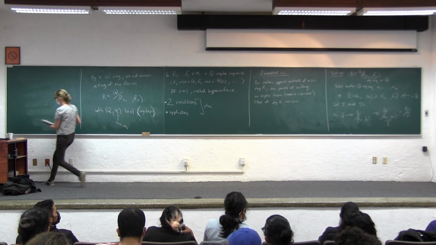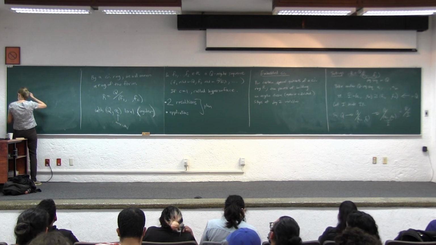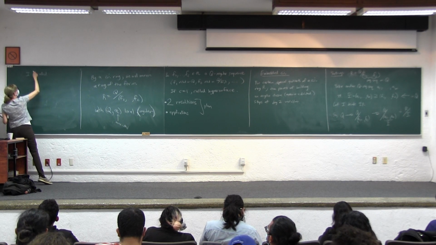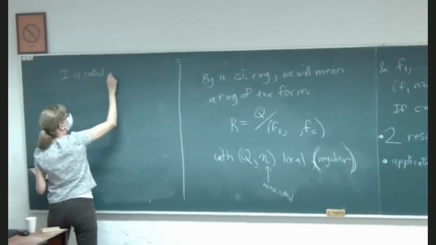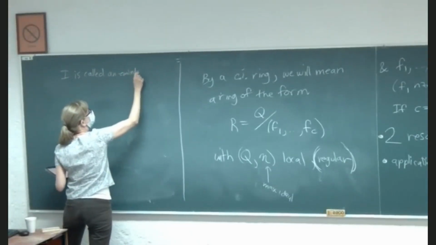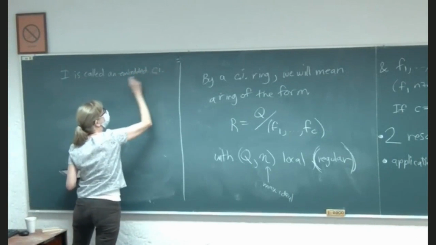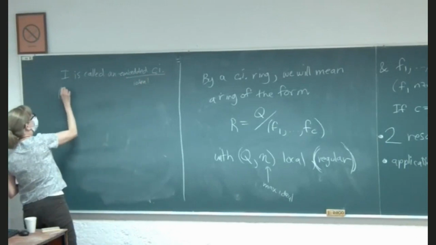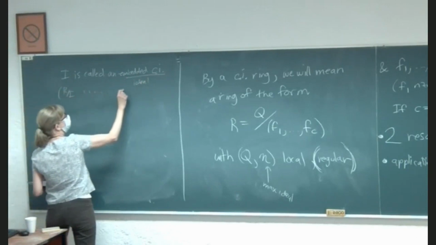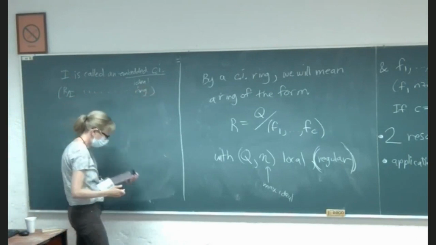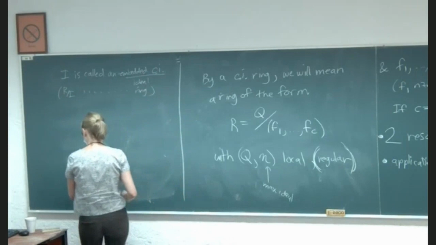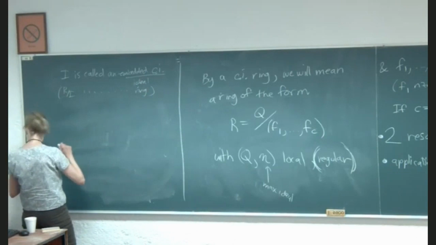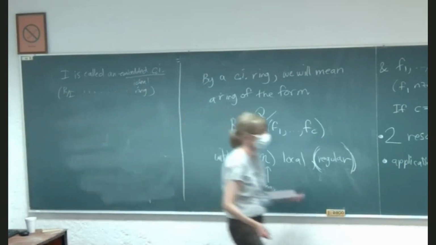Okay, so I is called an embedded CI, embedded complete intersection ideal, or R mod I is called an embedded complete intersection ring. Okay, and so the theorem of Tate, I need a little more setup. I think I'm going to go ahead with a little more setup before I write the theorem.